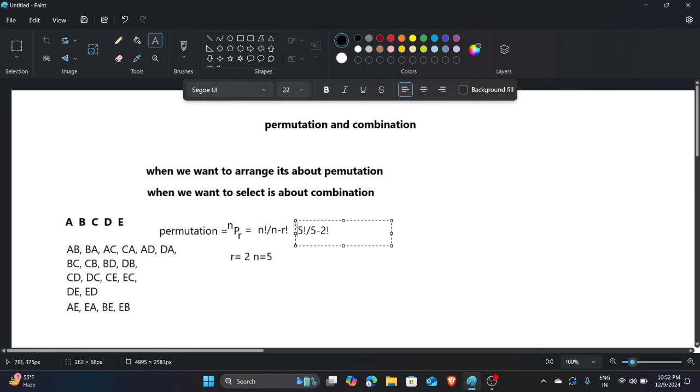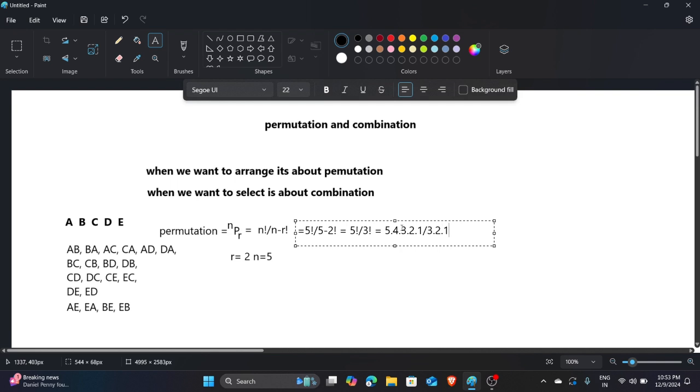If we simplify further, you can see that 5 minus 2 is 3, so in the numerator there is 5 factorial, and in the denominator there is 3 factorial. Now what is the meaning of factorial? It means from 5 we have to go down to 1 and multiply each term, so 5 dot 4 dot 3 dot 2 dot 1. Dot means multiplication. Similarly we do the same in the denominator, like 3 dot 2 dot 1.